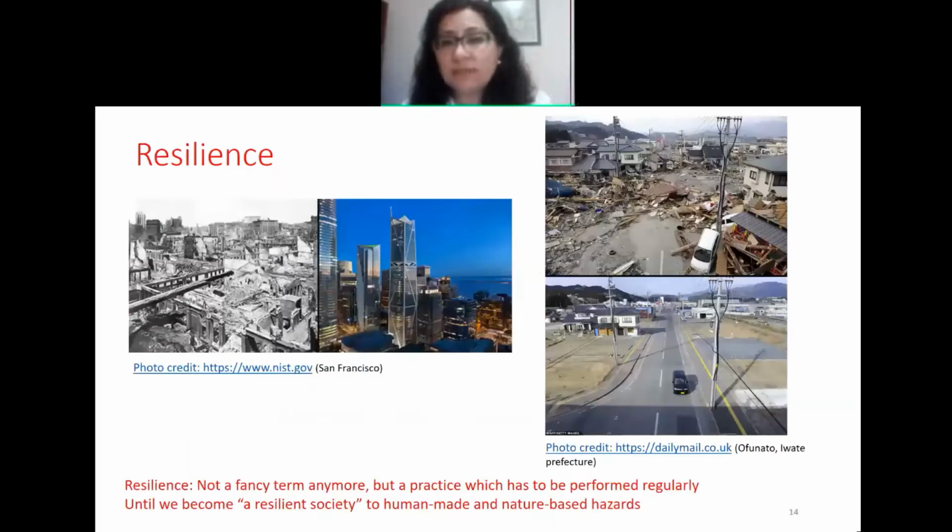And I will stop with the resilience concept that our students should hear and learn about. It's not a fancy term anymore. We have to learn how to be resilient to multiple hazards, including, look at us, diseases, earthquakes, and fires, and landslides, and floods. So we have to learn to be a resilient society. I'm showing you figures from San Francisco and Japan earthquakes.